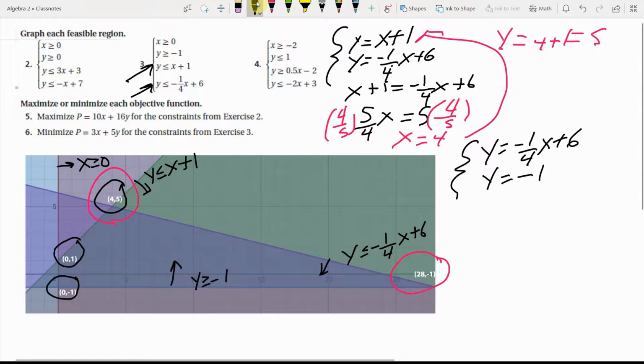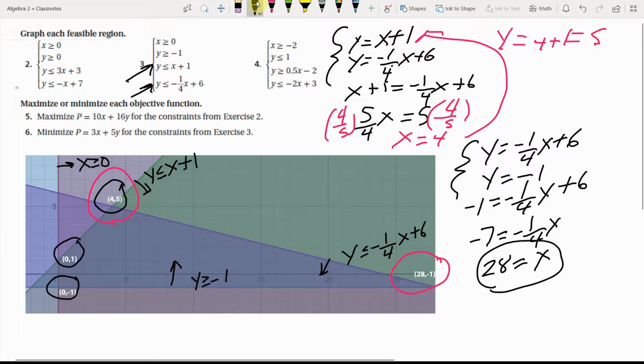Alright, and then, so again, we said y is equal to y. Negative 1 equals negative 1/4 x plus 6. Okay, so I'll subtract 6 from both sides. I'll get negative 7 equals negative 1/4 x. Multiply both sides by negative 4, and I get 28 is equal to x. Okay, so I found x. I had y, and so my vertex is 28, negative 1. Okay, so we found all the corner points, all the vertices.